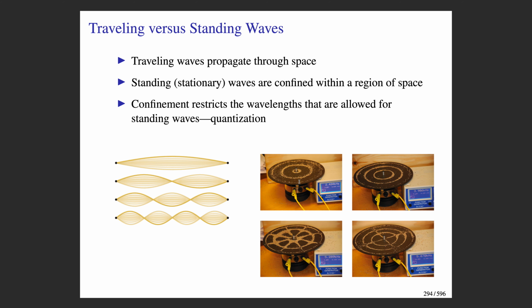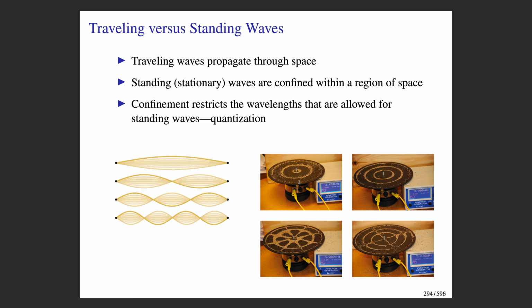Here's another interesting thing about waves. There are multiple types of waves. Some waves are classified as traveling waves. These waves propagate through space. You can think of them as much like a sine function that's just moving through space, like an ocean wave does.